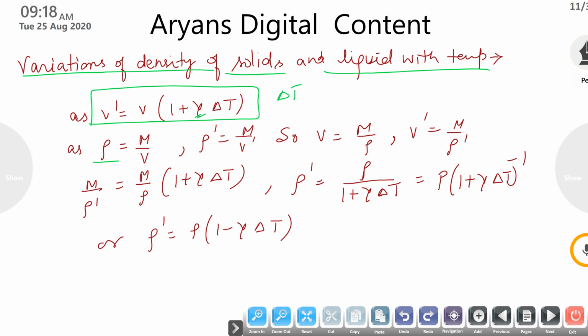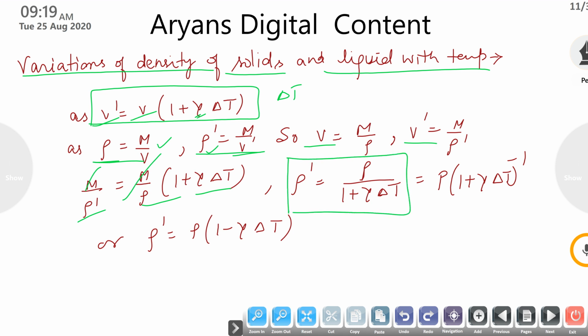Now, as we know, density is mass per unit volume, and after the increase in volume the density will become rho dash, equal to m over v dash, as mass does not change, only volume changes as we increase the temperature. So, from these two values I can find the initial volume and the final volume. Then by putting these values in this equation I get this equation. Now, mass can be cancelled on both sides, and by cross multiplying I get this formula, that is rho dash is equal to rho divided by 1 plus gamma delta T.